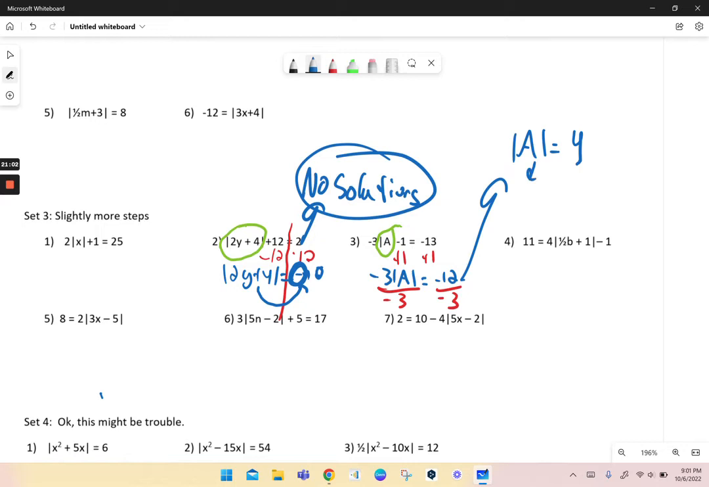And so the inside, what could the inside be? Well, a could equal 4, or a could equal negative 4, because either way, the absolute value will turn it positive. So we get 2 answers.